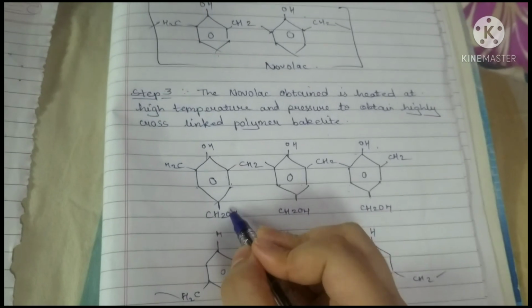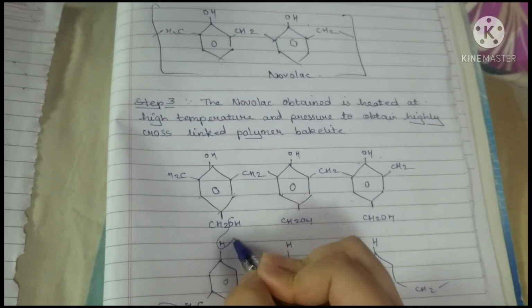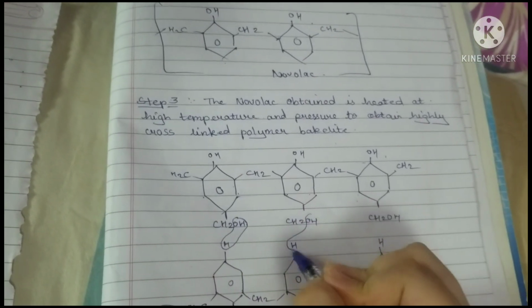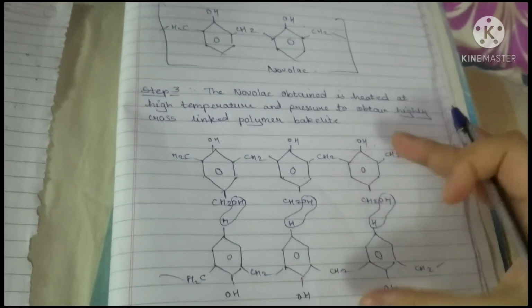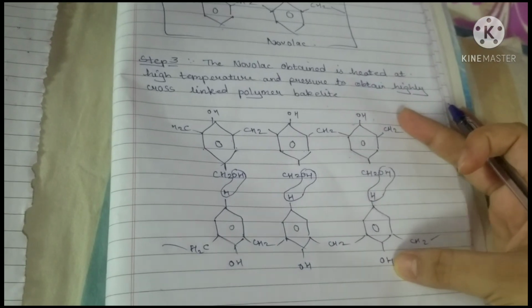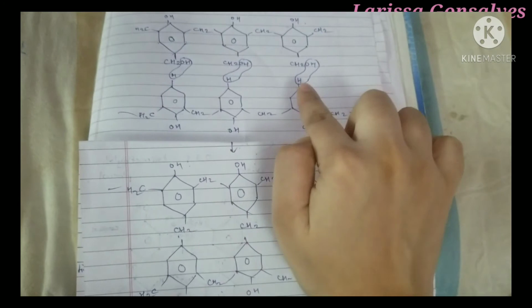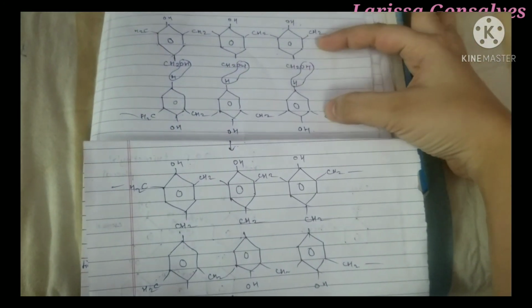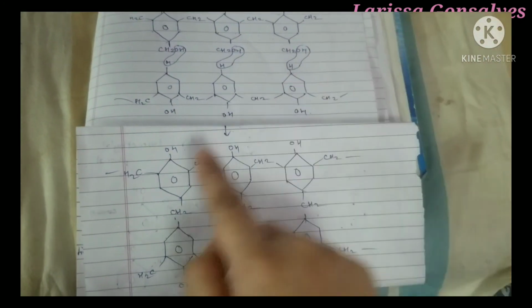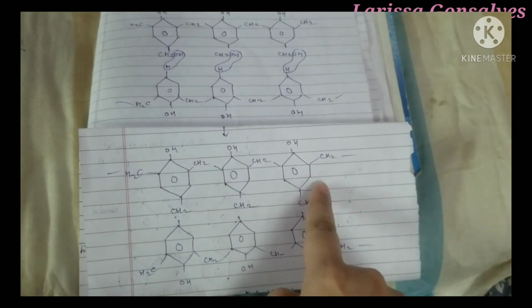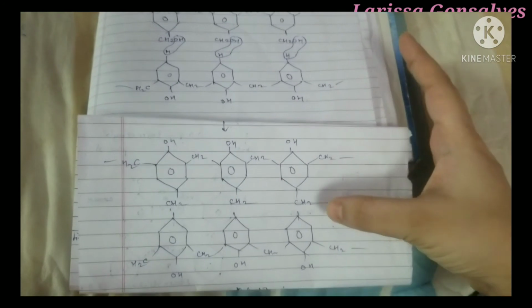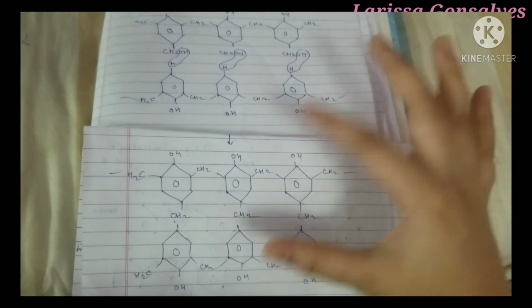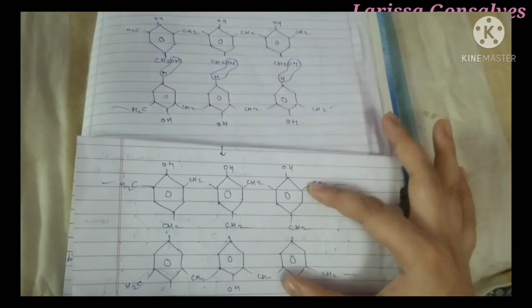So now you have to eliminate a water molecule, and then you have to join the two structures together. After the elimination of the water molecule from here, you will just have to attach these two structures. So you can see you have the first novolac structure, this is the second novolac structure, and it is attached by the CH2 group here. So this is the structure of bakelite.